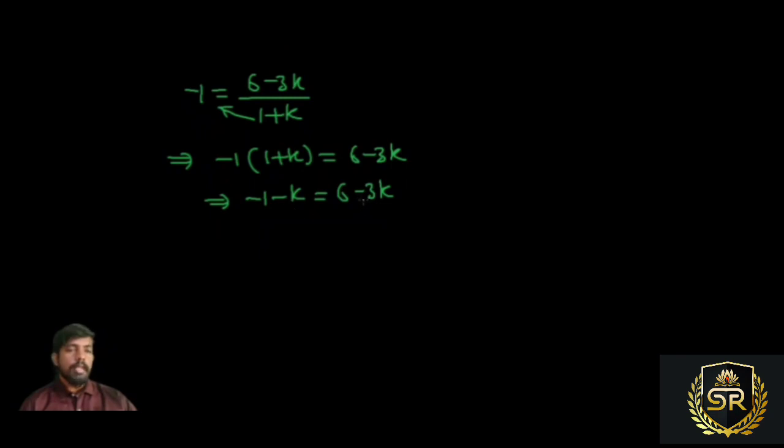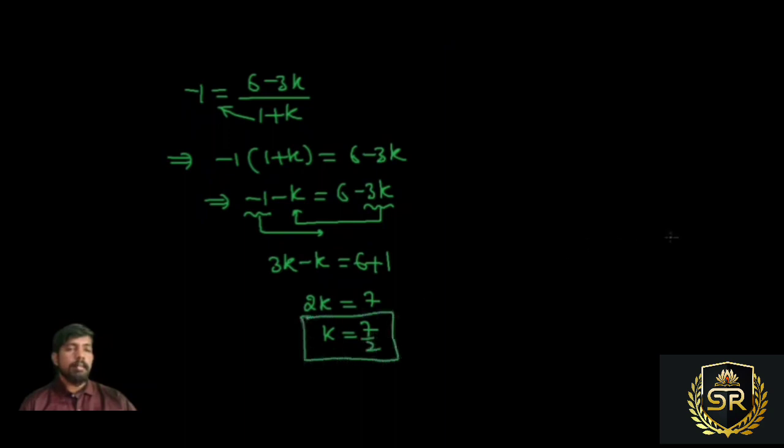So bring the k terms to one side. I am sending this k term to the left hand side, and this 1 to the right hand side. So minus 3k will become plus 3k, right? Plus 3k. Minus k remains, minus k is equals to 6. Minus 1 comes here, plus 1. So 3k minus 1k is 2k is equals to 6 plus 1 is 7. So k is equals to 7 by 2. Hence k is equals to 7 by 2.